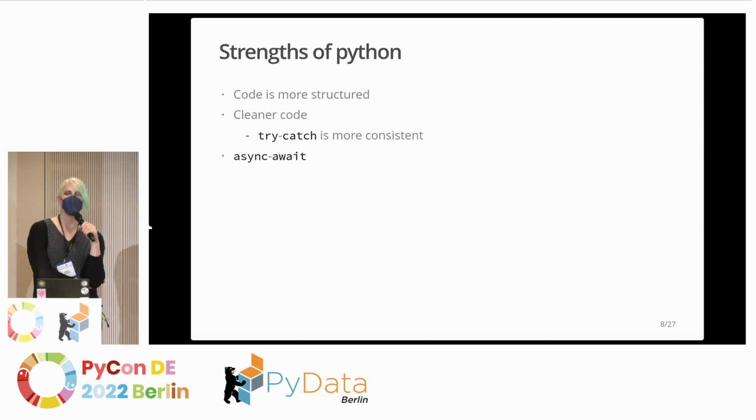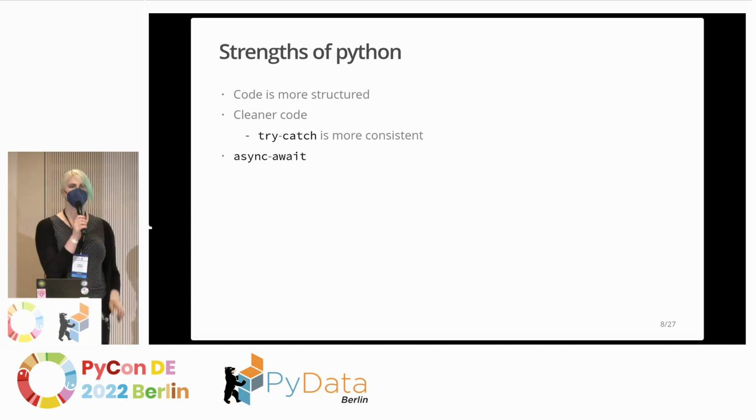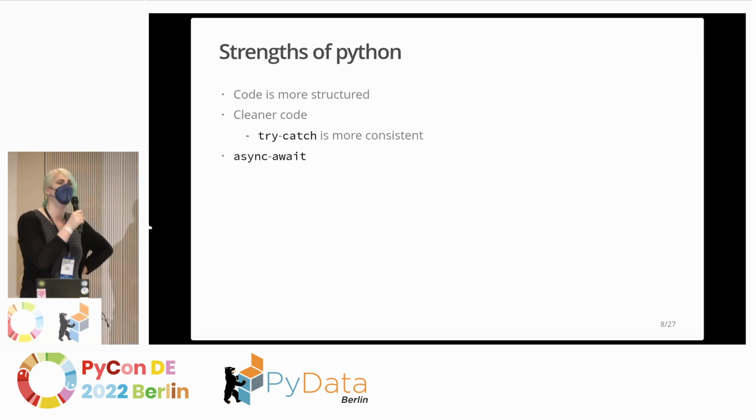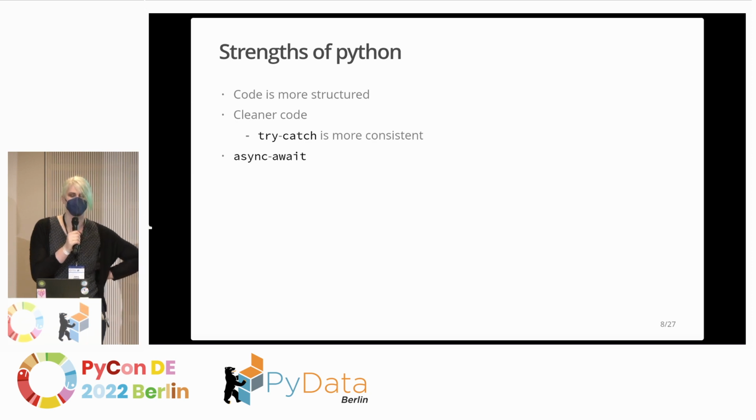But the strength of Python is, yeah, it's a much more structured programming language. So the code that you are writing is much more consistent and much more structured. While in R, it's possible to write everything in one line and make it impossible to read. That's much harder to do in Python. It's also possible in Python, of course, but it's harder to do. And for example, try-catch is in Python much more consistent with raising different error types, and in R, it's always somehow messy to do that. It's possible, but not that nice.